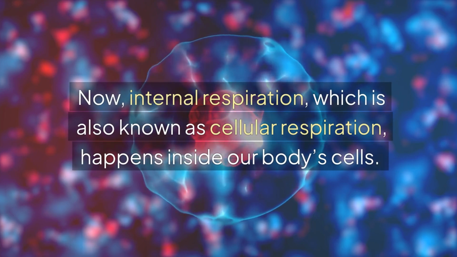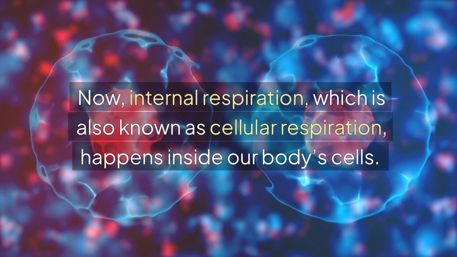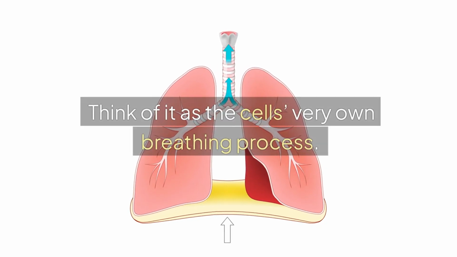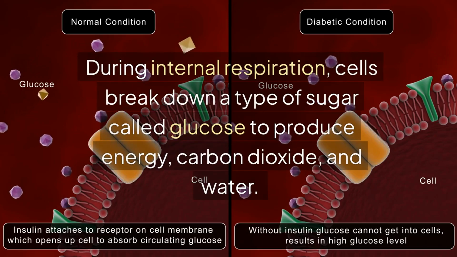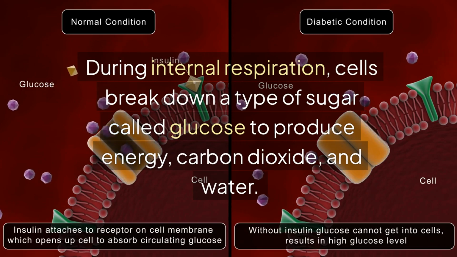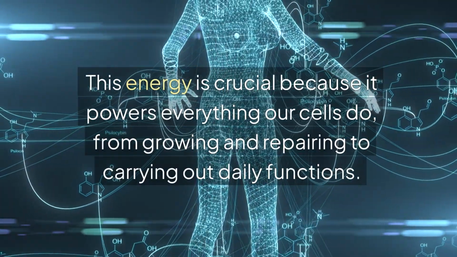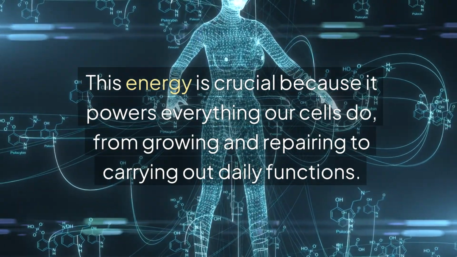Now, internal respiration, which is also known as cellular respiration, happens inside our body's cells. Think of it as the cell's very own breathing process. During internal respiration, cells break down a type of sugar called glucose to produce energy, carbon dioxide, and water. This energy is crucial because it powers everything our cells do, from growing and repairing to carrying out daily functions.